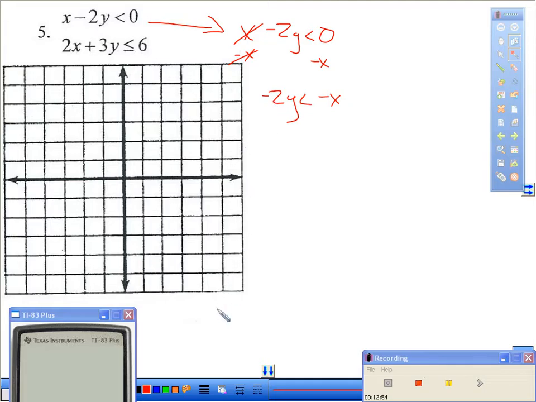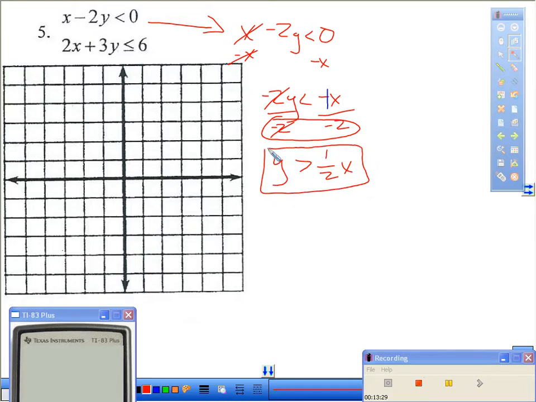At that point, we're one step away from having y by itself. We need to divide the left by negative 2 and divide the right by negative 2. The negative 2's are going to divide to give us positive 1, which just leaves us with y. On the right-hand side, negative x divided by negative 2, that's just the same as negative 1x. Negative 1 divided by negative 2 is positive 1/2, so 1/2 x. Since we divide by a negative 2, we need to flip our inequality symbol from less than to greater than. Once y is by itself, we're ready to graph that inequality.